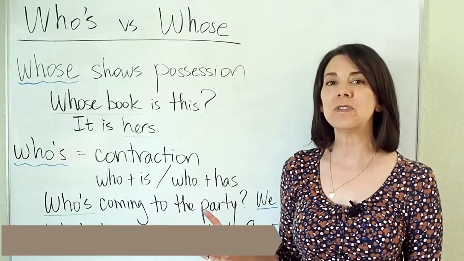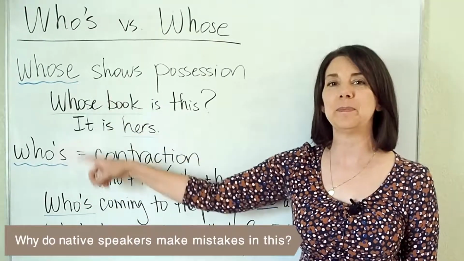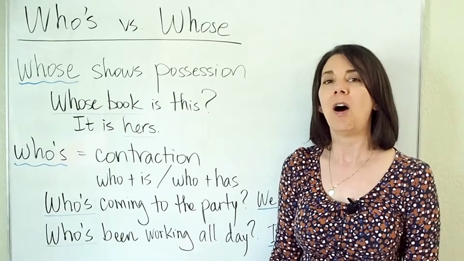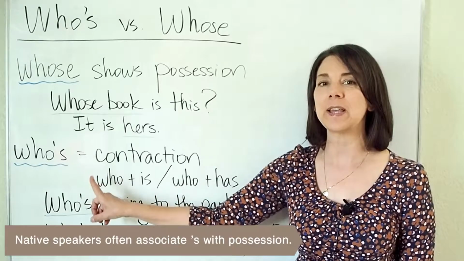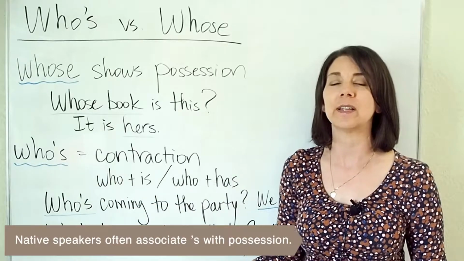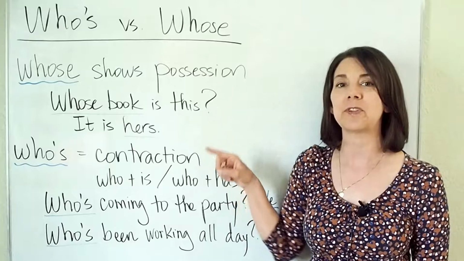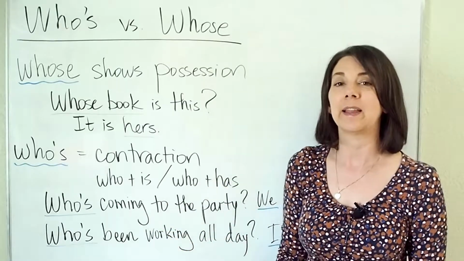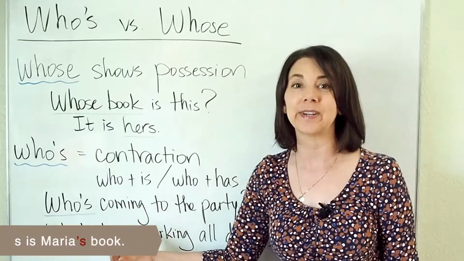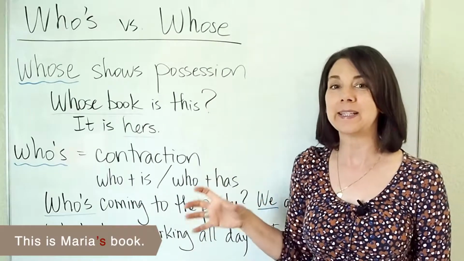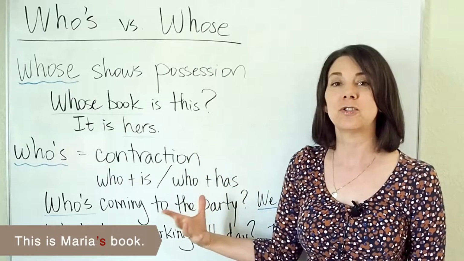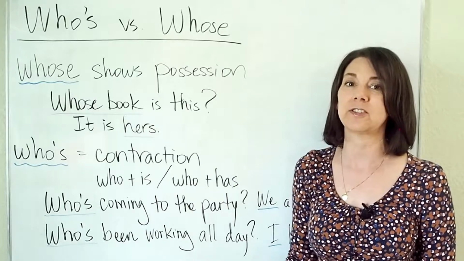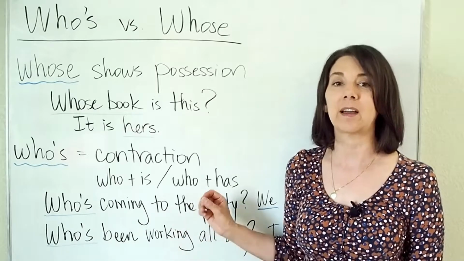So one thing that you should know is that native speakers will often mix these up, and the reason for that is that native speakers of English often associate the apostrophe s with possession because we use apostrophe s to indicate possession when we use it with a person's name, like this is Maria's book. And so we would say Maria apostrophe s to show possession. But this apostrophe s is not showing possession. It is showing the contraction.